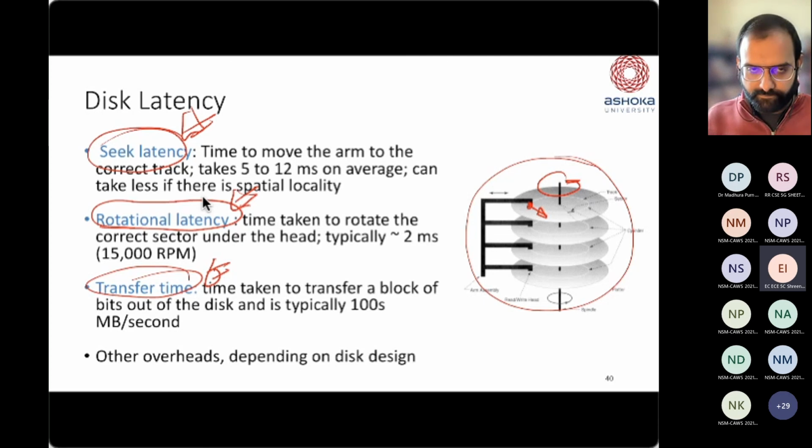Is the reason we don't have multiple heads to reduce the rotational latency because it keeps crashing? So again, that's a good question. We do have multiple heads.